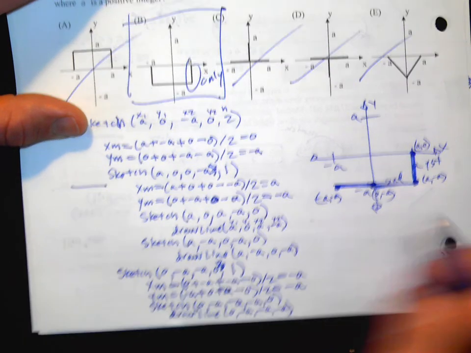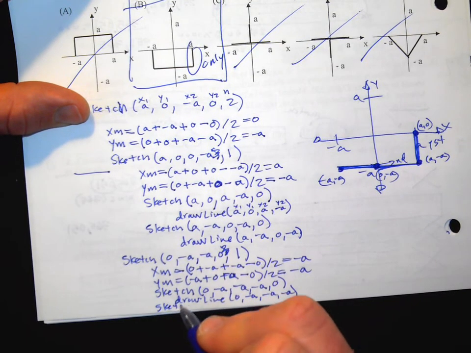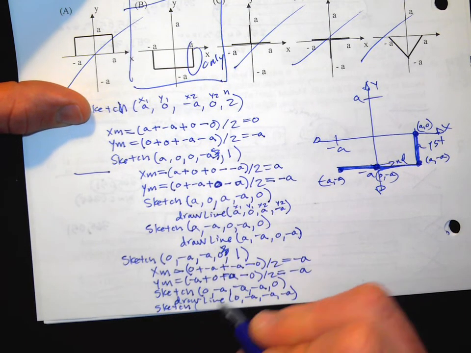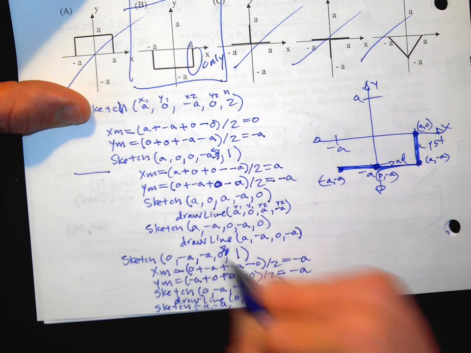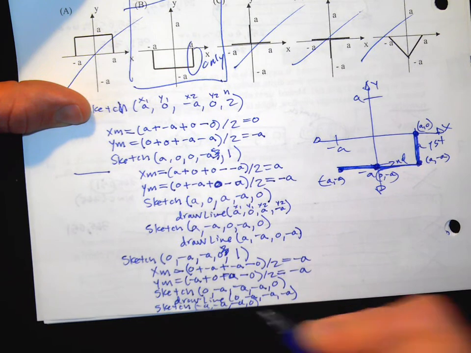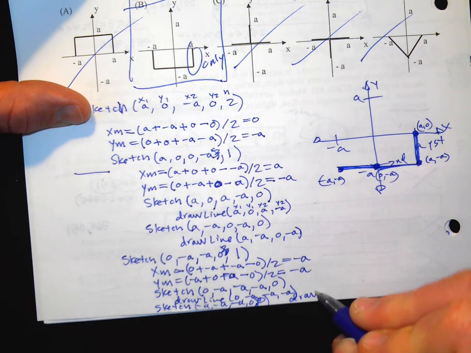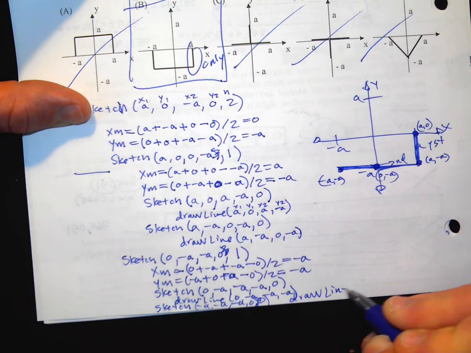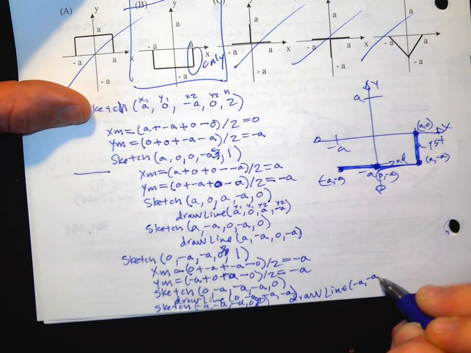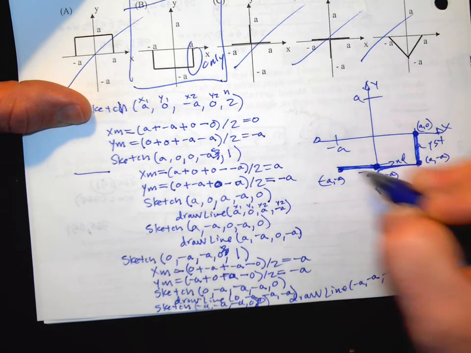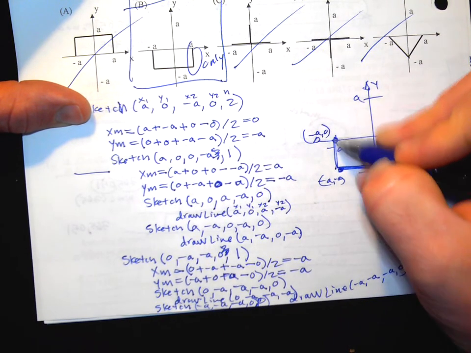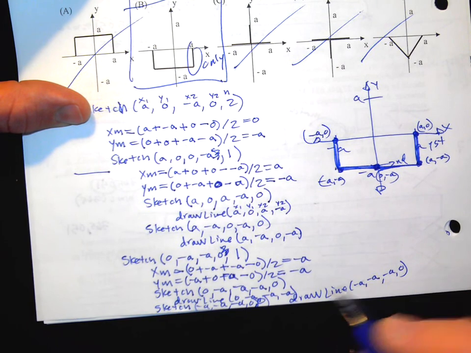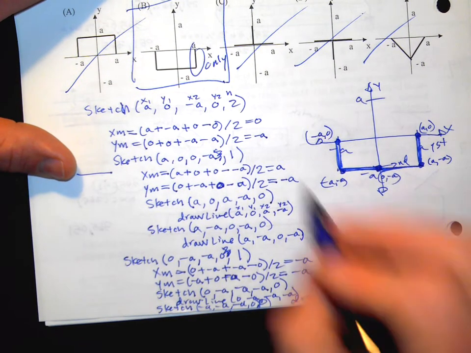And then it goes back to sketch, and this time it uses negative a, negative a as the first two, and then it uses negative a, 0 as those two, and then it decreases n to 0, so we get to draw another line. And that's going to be from negative a, negative a to negative a, 0. And here's negative a, negative a, and here's negative a, 0. So it connects those guys. And that one's done. And then we go back up here and we're done.